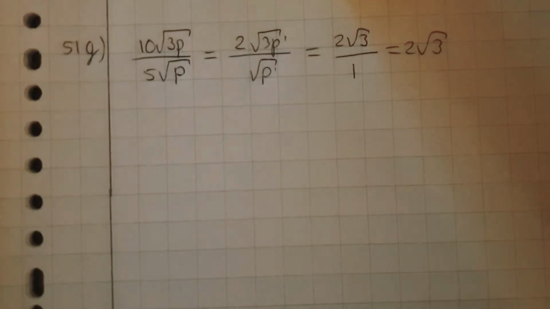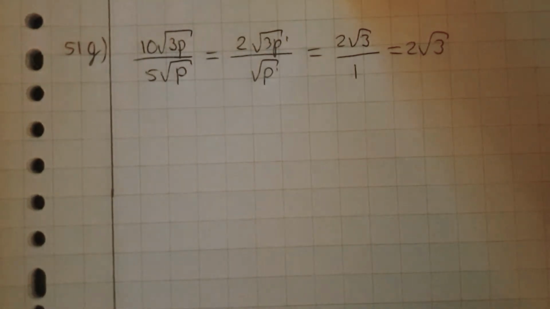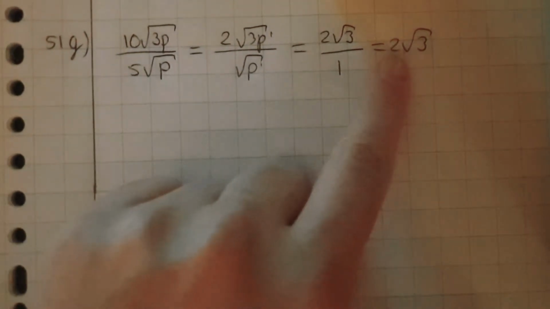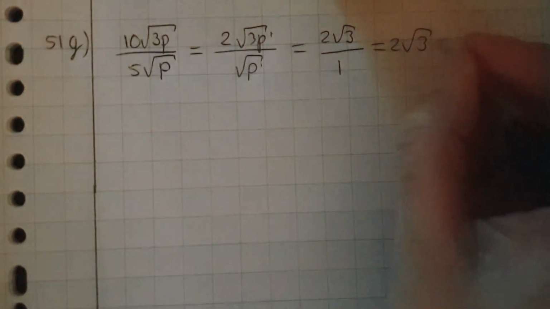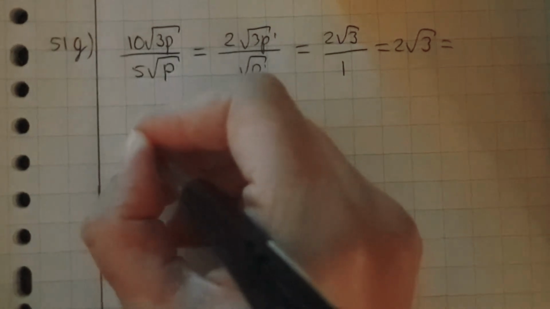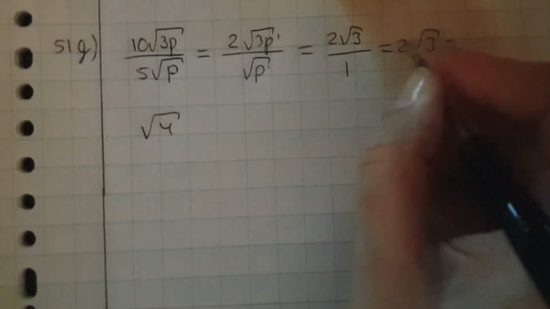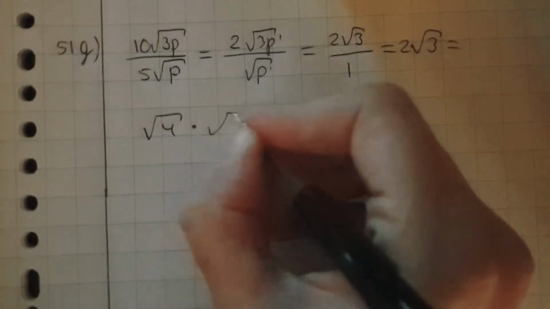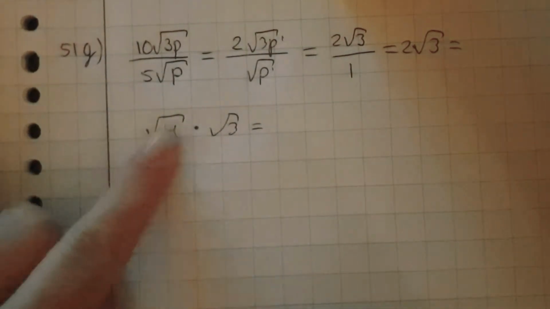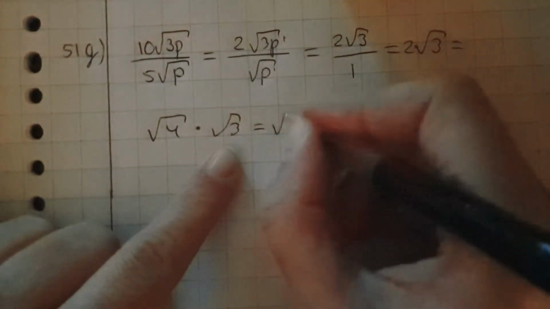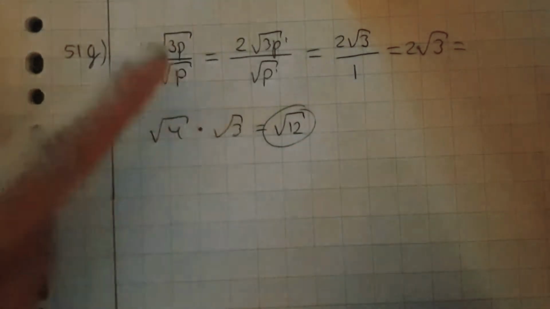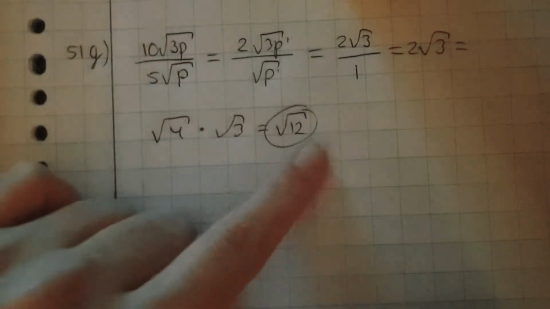Now in the exercise it says write as 1 square root. This means that we're not done because there's a 2 here. I'm going to change that 2 into a square root. Let me do that here. So this is going to be square root 4 and there's a times in between. So times square root 3. Square root 4 times square root 3 is square root 12. This is the answer. So this is actually square root 12.